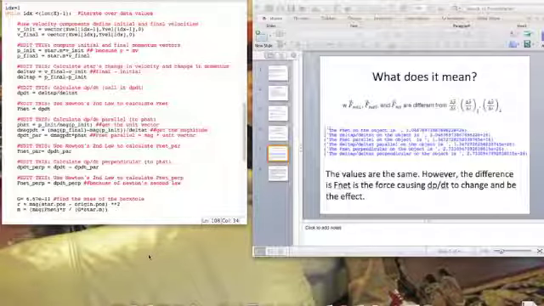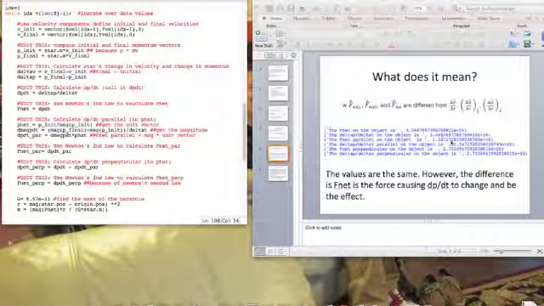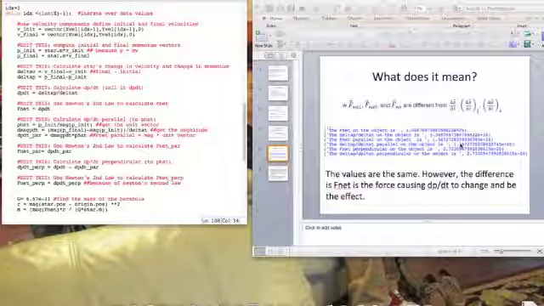F net perpendicular, F net parallel, with dp/dt parallel and dp/dt perpendicular. As you can see from the equations printed out from the print statement, the values are the same. However, conceptually there is a difference, because F net is the force causing dp/dt to change.